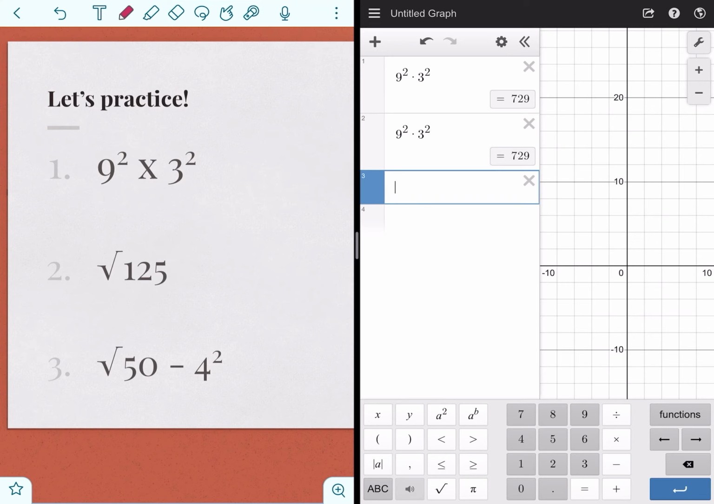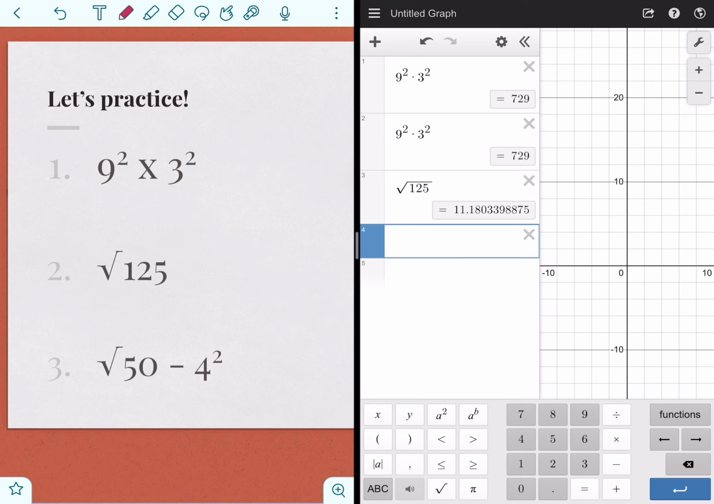Number 2, we have square root of 125. So square root symbol first, and then put 125 inside. And that gives you 11.18. Remember that if you were able to convert this number, you can convert it into a fraction by pressing the circle button. But in this case, it does not give you the circle button, meaning it cannot be converted into a fraction.